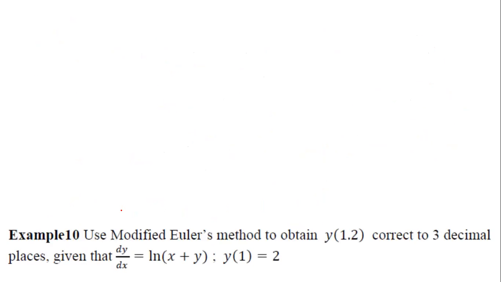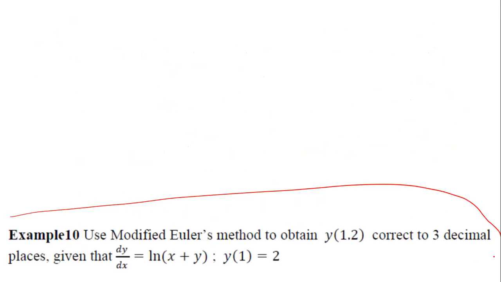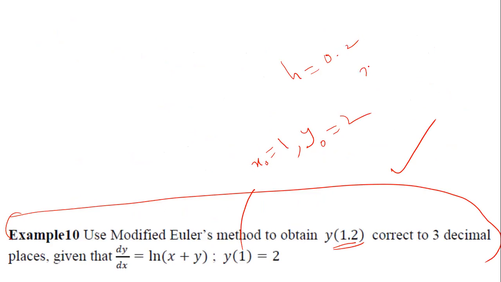So this is one problem you have to do. You have to do this calculation. So here you will find that your x0 is 1 and your y0 is 2. So you have to find y at 1.2. If you have to arrive at 1.2, what you are going to need is your step size. You have to choose it to be 0.2, so that your x1 will be x0 plus h. x0 is 1 and h is 0.2. Then you will arrive at 1.2.